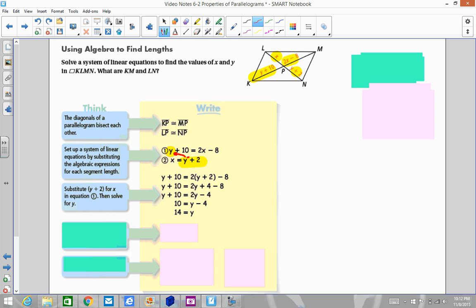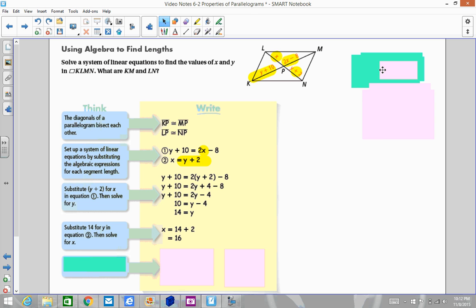Y plus 10 is equal to, oh no, that's not right. We've got this is x, and so it's going to go right there. All right, and so let's plug that in there. Once you plug that in, you take out the x and you replace it with y plus 2. You got to distribute, and then you solve for y. Once you have y solved, then you're going to plug it back into one of these equations so that you can get the x value.